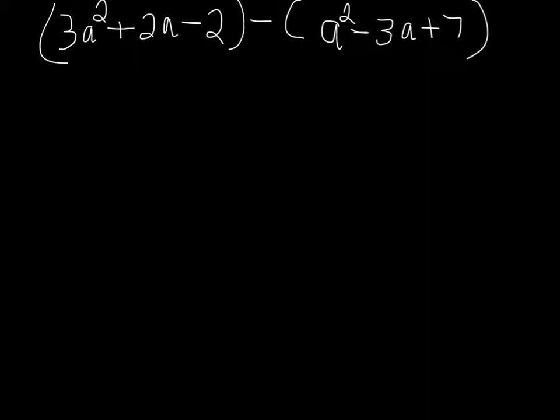3a squared plus 2a minus 2, parentheses, minus a squared minus 3a plus 7. At first, this may look very daunting, but once you break it down into steps, it gets easier and easier for you guys to solve. Let's break it down into steps so I can show you what I mean.